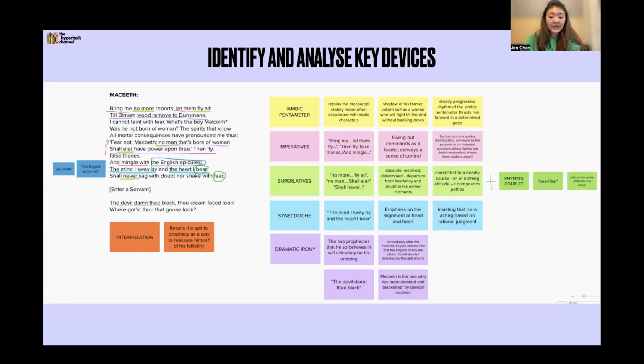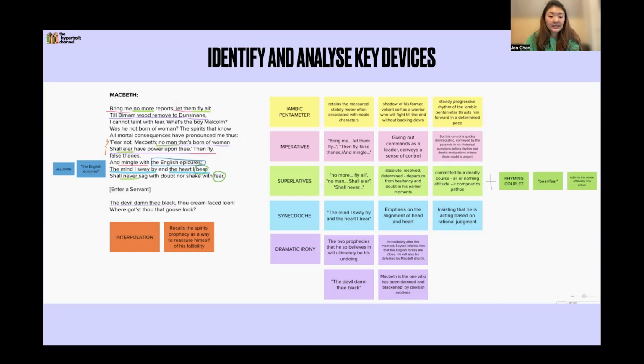But here, just to give you a couple of examples, you see that I've identified the use of iambic pentameter, which actually overarches throughout this speech. And I've picked out some imperatives, for example, in the phrase, bring me, let them fly, then fly, false thanes, and mingle with the English epicures, and thinking about how the use of imperatives contribute to Macbeth as this leader, still as someone who is able to command attention and is trying to exert control.